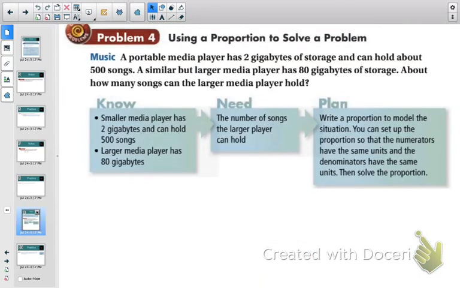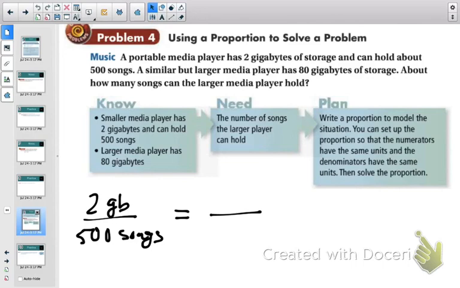It says a portable media player has 2 gigabytes of storage and can hold about 500 songs. A similar but larger media player has 80 gigs of storage. About how many songs can the larger media player hold? Again, you can probably figure this out without a proportion, but we can also do it with a proportion. It doesn't matter where your units go, but I know that in 2 gigabytes I get about 500 songs. So I'm going to put my gigabytes on top, songs on the bottom. I have 80 gigs of storage, and I'm looking for how many songs that is, so it's going to be x right there.